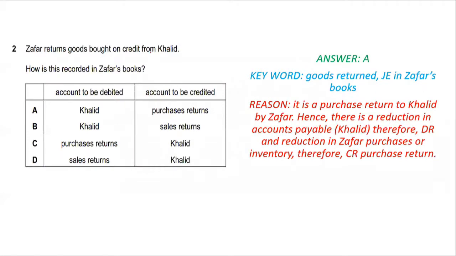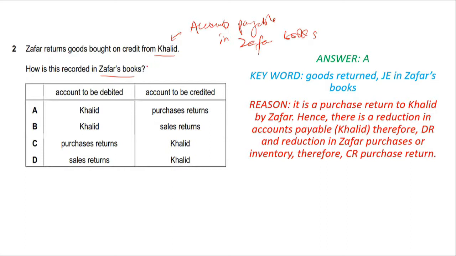Multiple choice number 2. Zafar returns goods bought on credit from Khalid. How is this recorded in Zafar's books? We need to understand what is happening in this small scenario. Zafar returns goods bought on credit from Khalid. So Khalid is basically accounts payable in Zafar's books, because Zafar has bought goods from Khalid and needs to pay Khalid, but Zafar returned some goods to Khalid. So what would happen? Very naturally, our accounts payable should go down, because Zafar returned some goods.